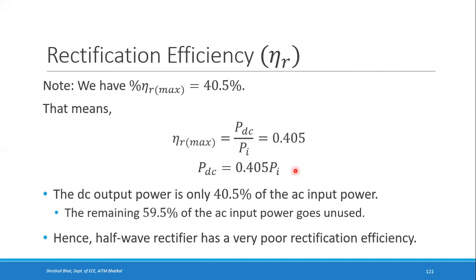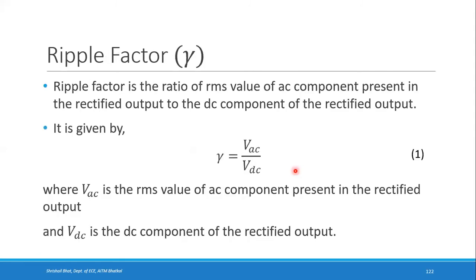There is another parameter, that is the ripple factor. See, even though we have converted our AC to DC, that is not a pure DC. It is a pulsating DC. That means there is some AC component in the output. The ripple factor gives the measure of how much AC component is there in the output, right? In pure DC, the AC component has to be 0, so the ripple factor is 0. But what we have obtained from a rectifier is not pure DC. There is some AC component, right? So this parameter, ripple factor, gives the measure of that AC component.